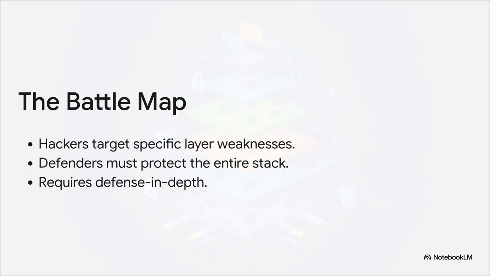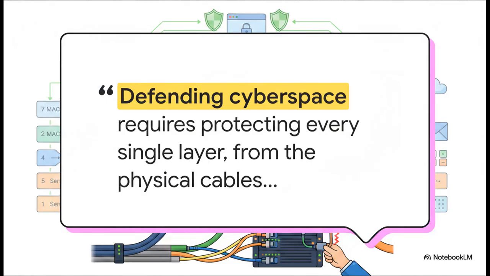Maybe they exploit a Layer 7 app flaw, or maybe they launch a Layer 3 spoofing attack. But as defenders, we don't have the luxury of choosing just one layer to care about. We have to protect the entire stack. And this is exactly why we need defense in depth, building multiple layers of security controls. That way, if an attacker manages to bypass one layer, another layer is right there to stop them in their tracks.